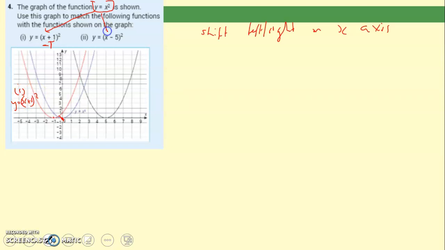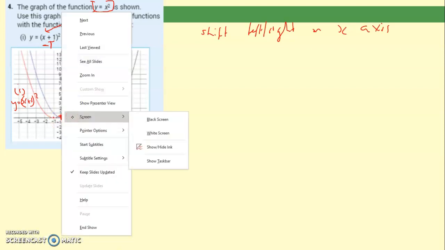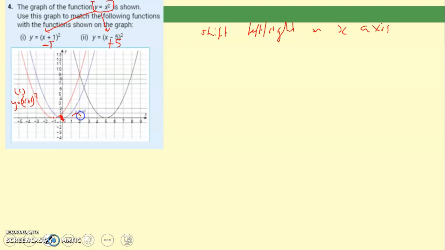So the only way this has changed from the original function is we now have brackets, and inside the brackets minus 5. So minus 5 we know means shift the opposite direction. So that means go plus 5 on the x-axis. So here we go, we choose a point on the original function, and we jump 5 places to the positive on the x-axis. 1, 2, 3, 4, 5. Mark our point in and then complete our graph. So this is y equals x minus 5 all squared.